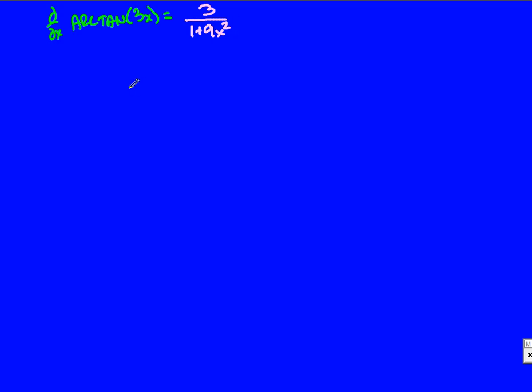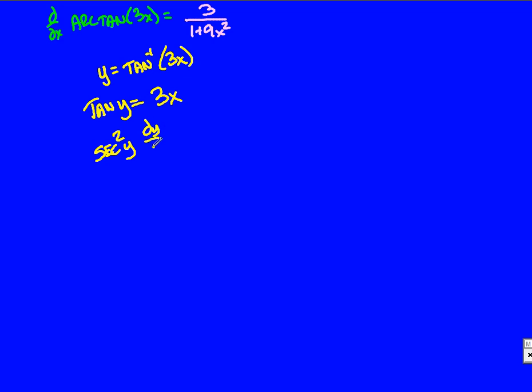All right, did you get it? We first say that y equals arctan, or I can call it tan inverse, of 3x. So I need to then rewrite that by taking tangent of both sides. Tangent of y is equal to 3x. When I take that derivative, I get secant squared of y times dy/dx is equal to 3. So that means dy/dx would be 3 over secant squared of y.